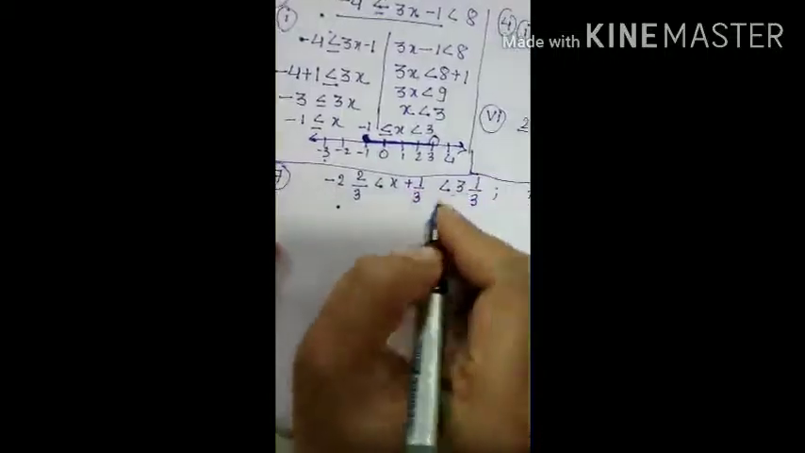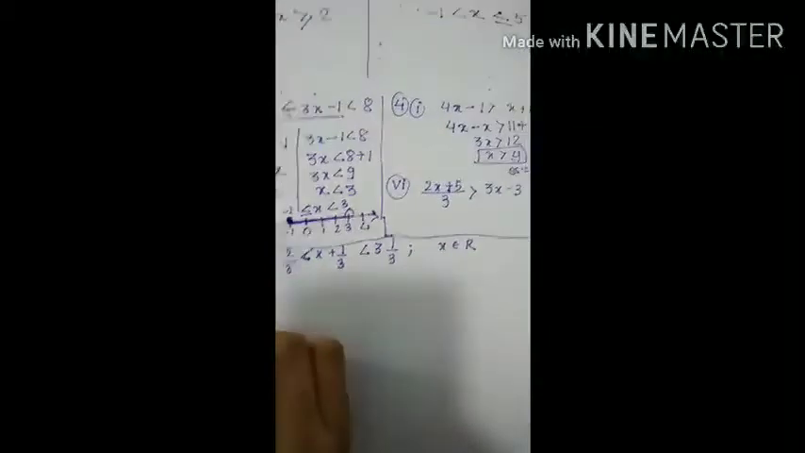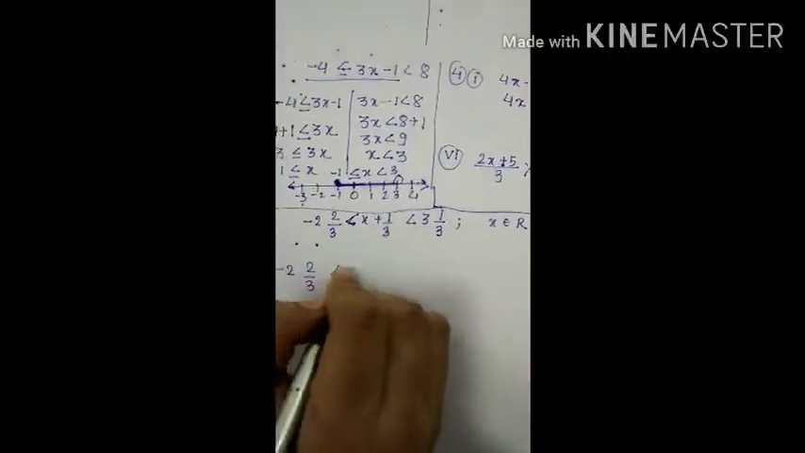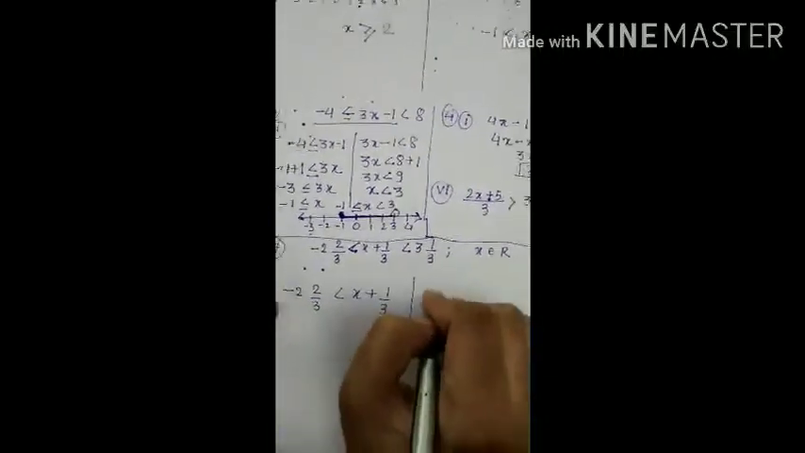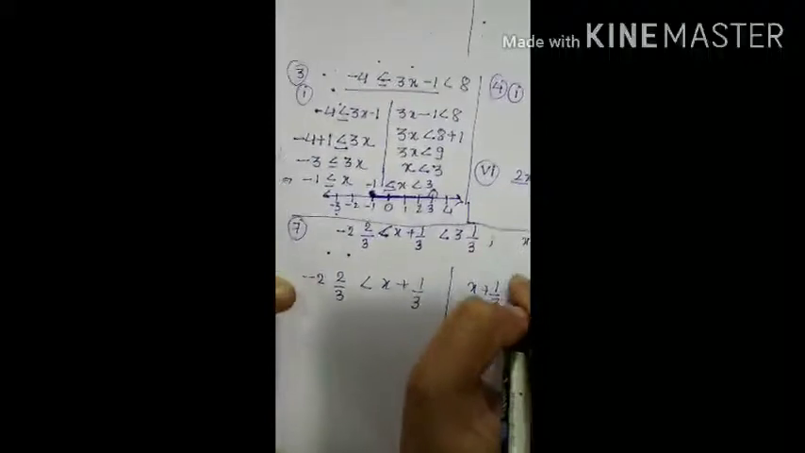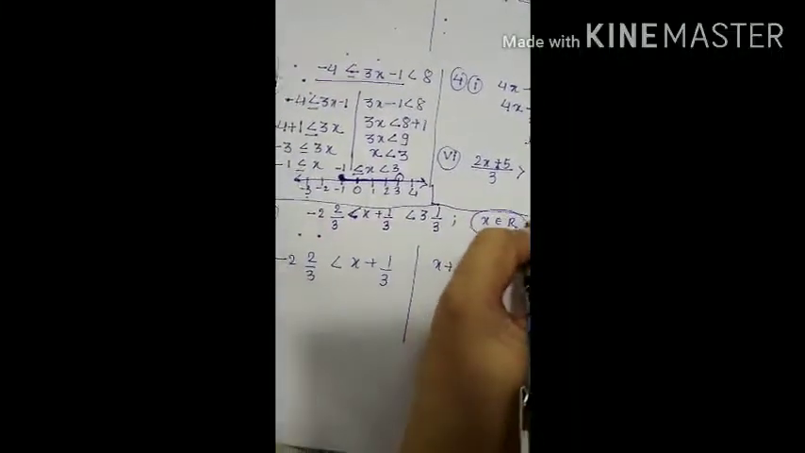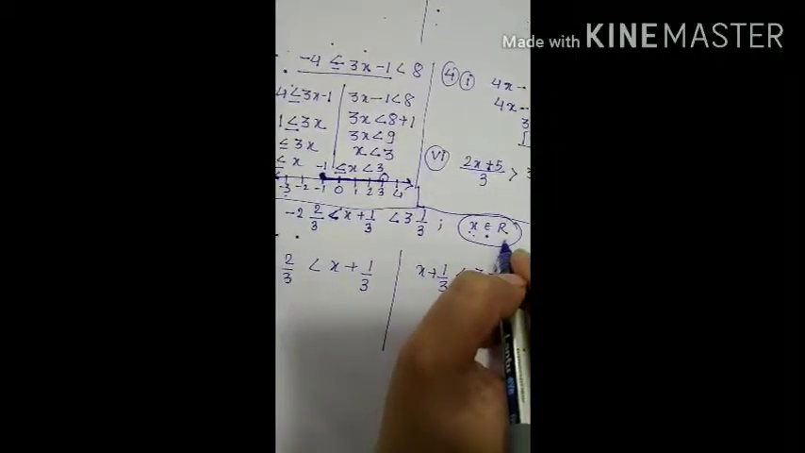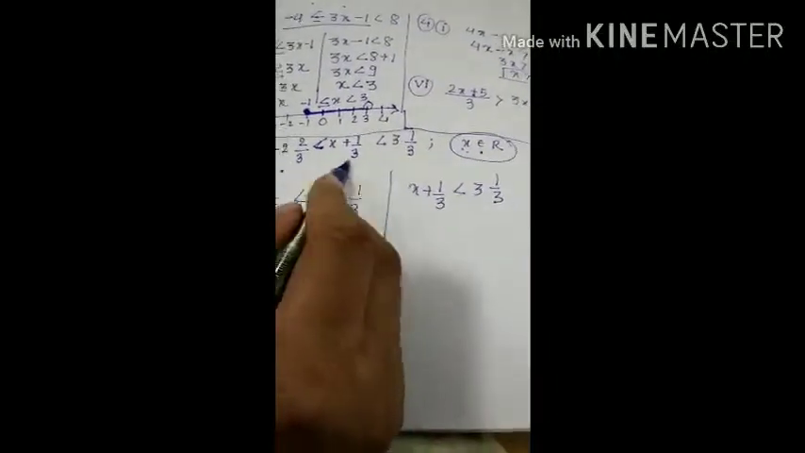Now question number 7 we are going to solve in the same format. As you can see, there are three parts. So we will take minus 2 upon 3 is less than x plus 1 upon 3 on one side, and x plus 1 upon 3 is less than 3 and 1 upon 3. You have to always see where my x belongs to. It belongs to real numbers, so of course my solution set will always be written in set builder format. Let us see a question of this kind.